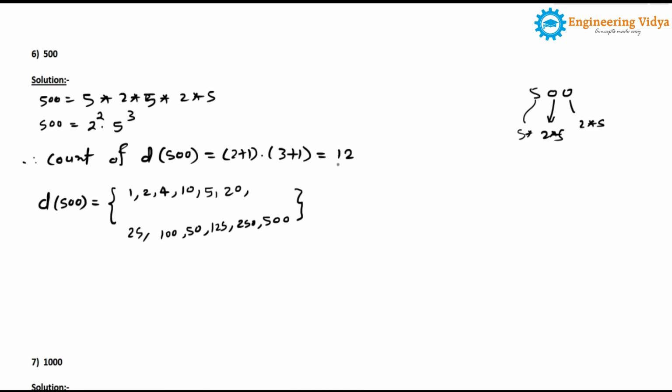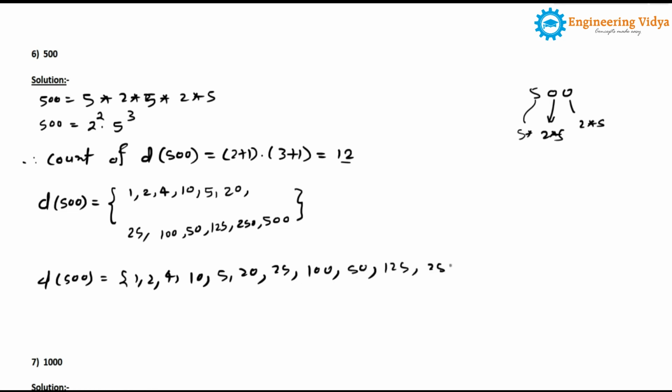So these are the 12 distinct numbers that can divide 500, and these numbers are 1, 2, 4, 10, 5 and 20. And if you want, you can write all these numbers in systematic form. So in systematic form it can be written as 1, 2, 4, 5, 10, 20, 25, 50, 100, 125, 250 and 500, right?